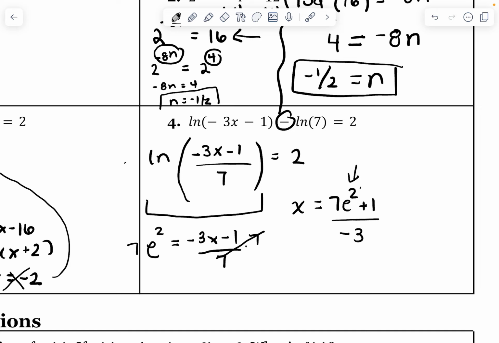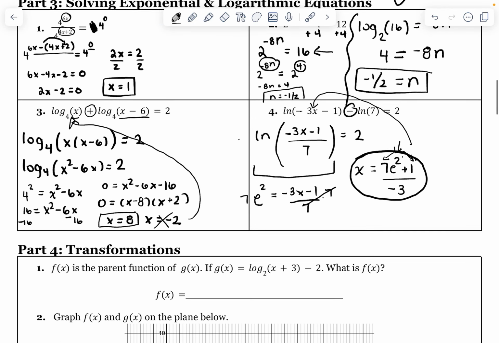So 3 to the second power is 9. And 9 times 7 is 63. And 63 plus 1 is 64. And 64 divided by negative 3 is going to be a negative number. And then, okay, so imagine we substitute a negative number here. A negative 3 times a negative number will be a positive number. And even if we subtract 1, it'll still be a positive number. So we can be sure that this is a real solution and not an extraneous solution.